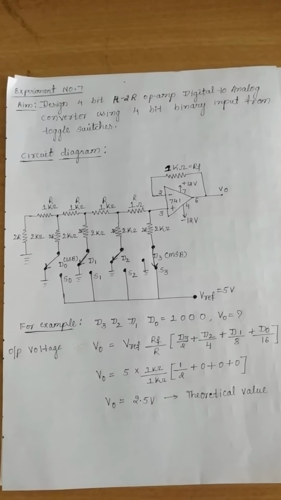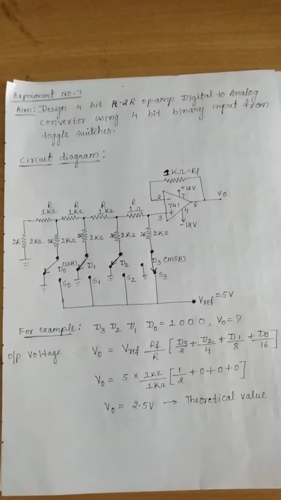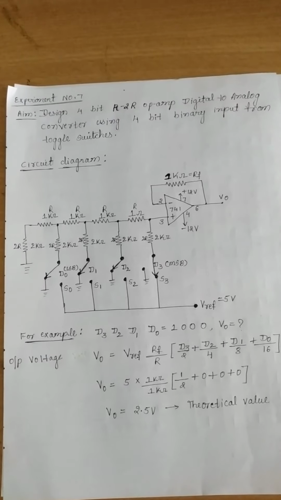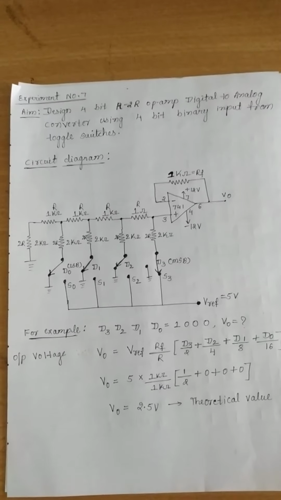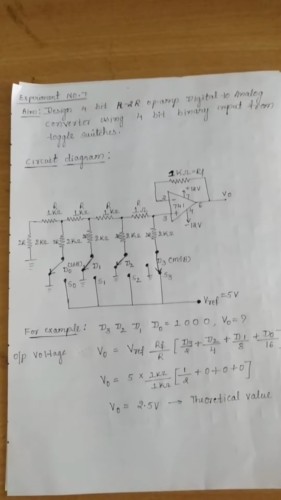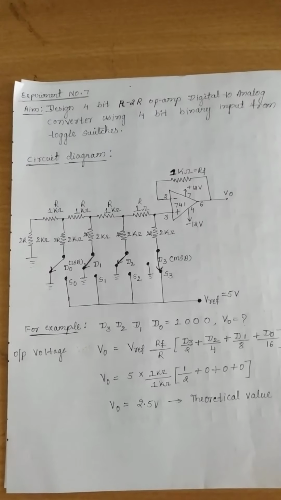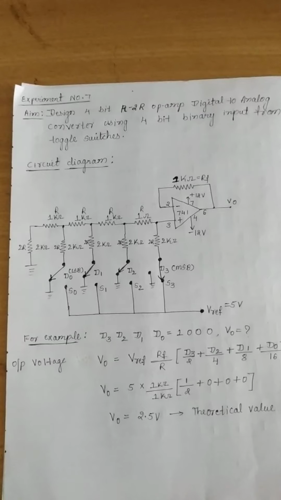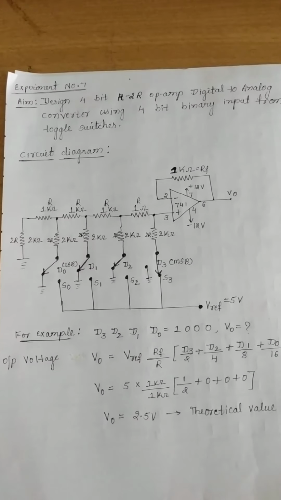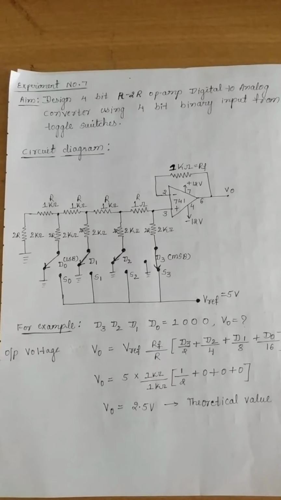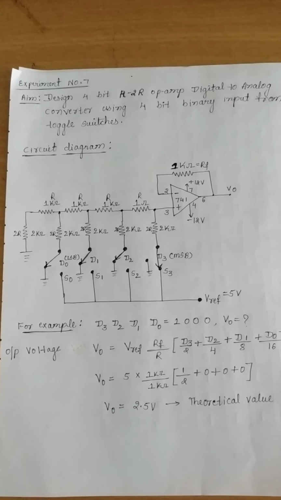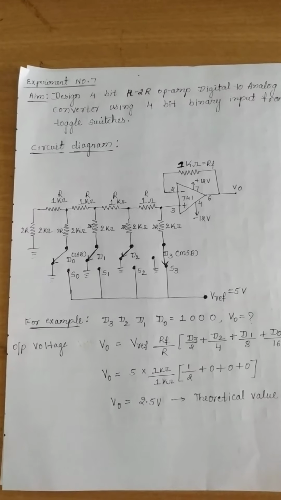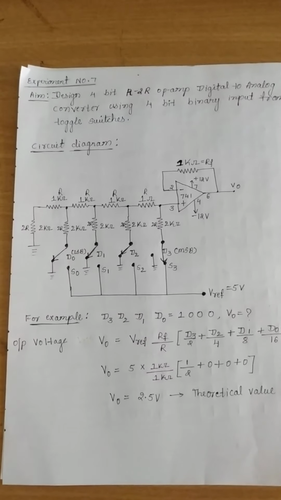In this we are using the op-amp in non-inverting mode, and the feedback resistor we are connecting between pin number 2 and 6, and the output we are measuring across pin number 6 using the multimeter. See here in the diagram, 4 switches are used: D0, D1, D2, D3, where D3 is the MSB and D0 is the LSB. Here the reference voltage we are giving as 5 volts. Then plus VCC we are giving to pin number 7 of the op-amp as 12 volts, and pin number 4 minus 12 volts.